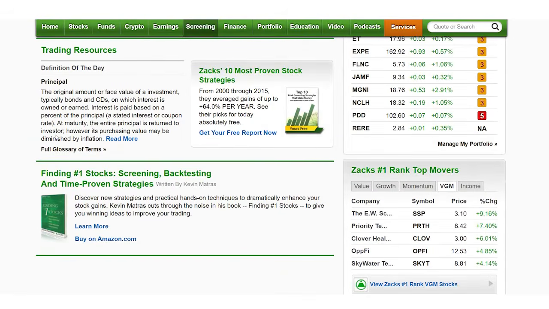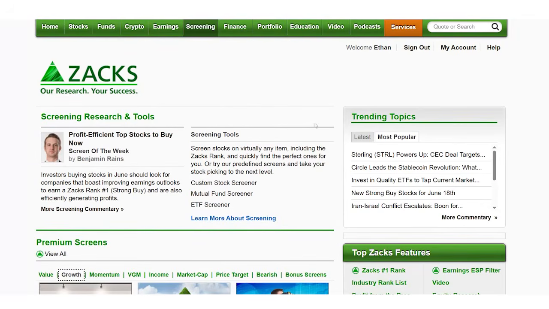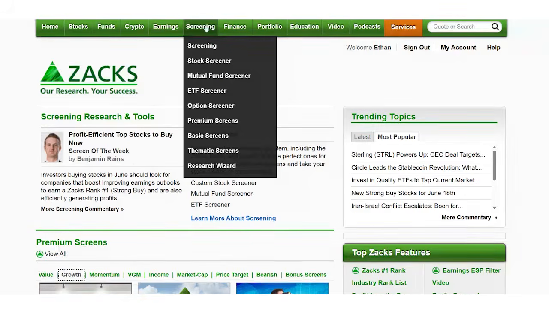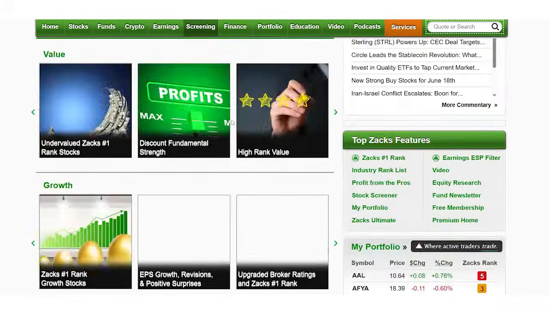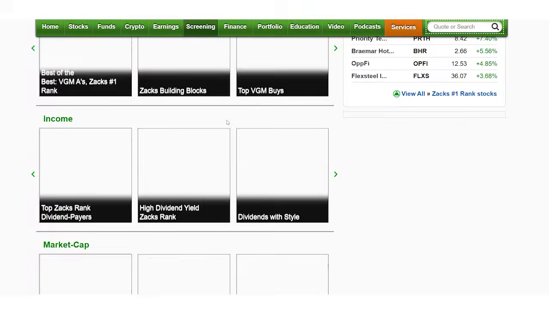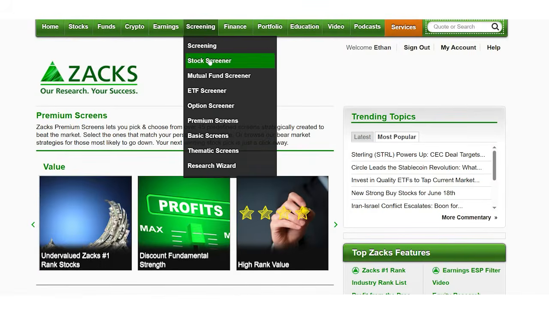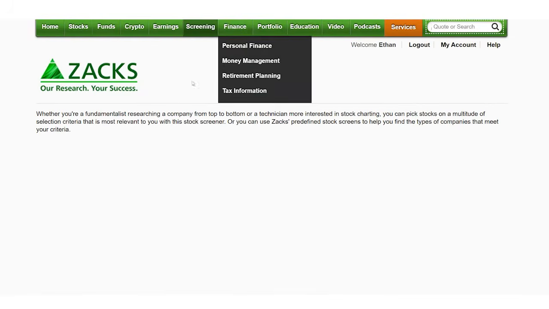And, like, we got a little definition here every day. There's an educational aspect to the screeners, and using Zacks, there's lots to learn and a lot of analysis to do on the Zacks website. So there's more premium screens here. This is just the same thing, just on one page. But I'm going to show you this kind of stock screener.